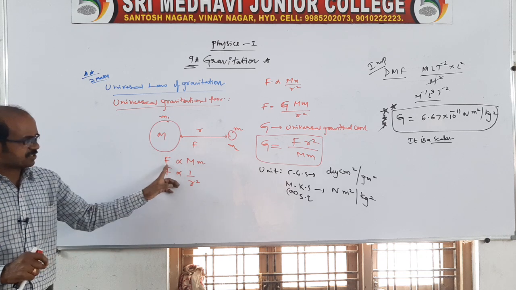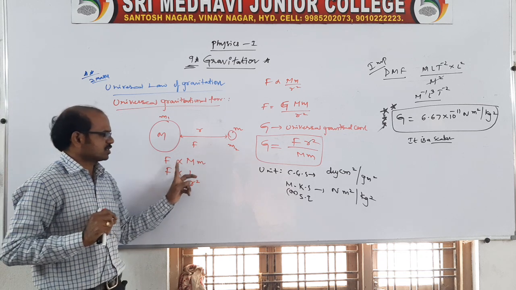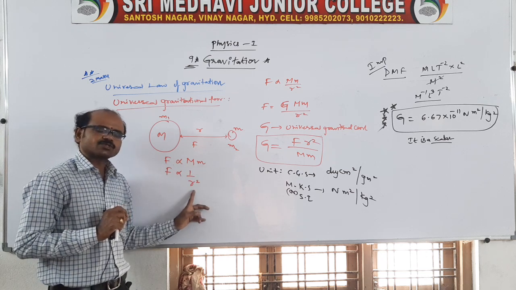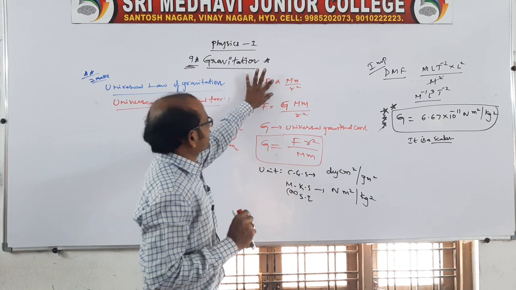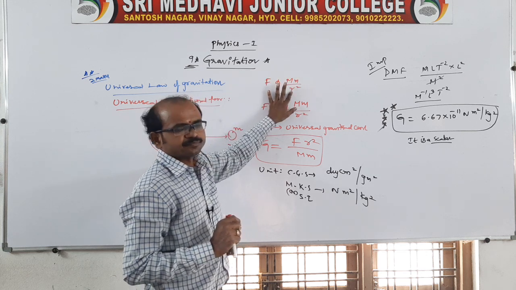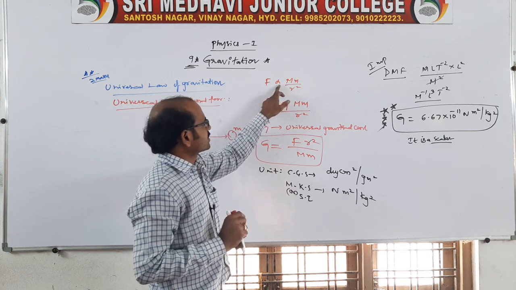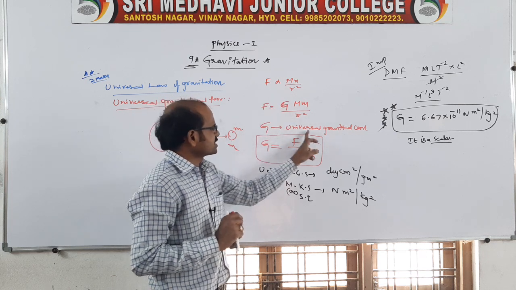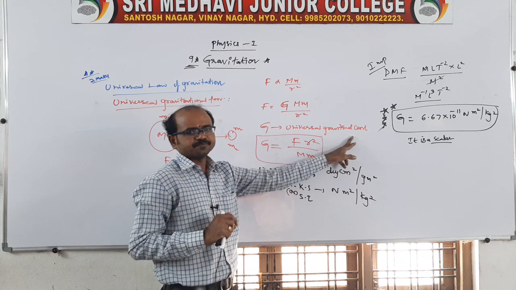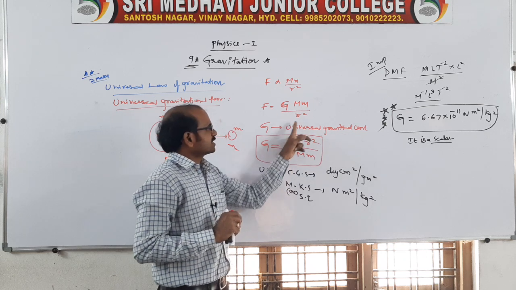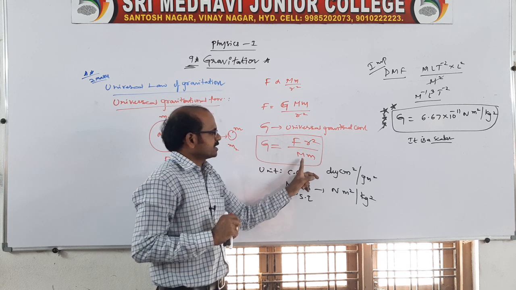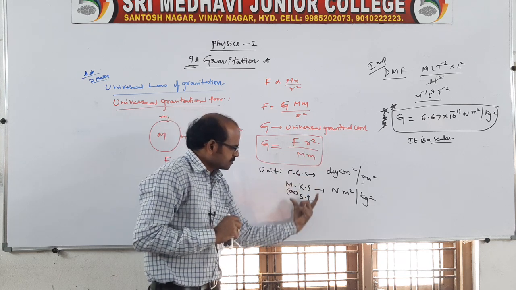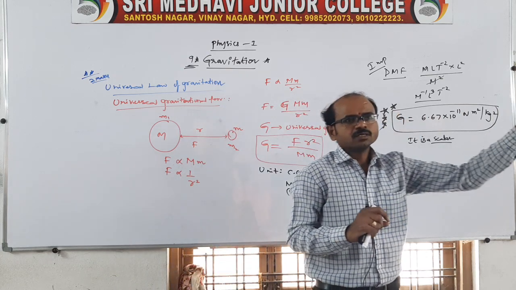That force of attraction is directly proportional to the product of the two masses and inversely proportional to the square of the distance between the two particles. Therefore, F is directly proportional to the product of this and inversely proportional to this. When we remove this proportionality, we introduce some constant, capital G, the universal gravitational constant. From there, we can write capital G like this: cross multiplying, F r square by capital M into small m, and then using this we get the units and dimensional formula, which are like this.